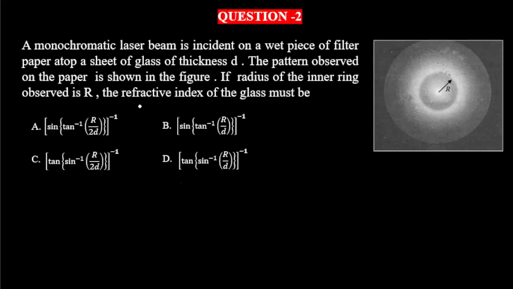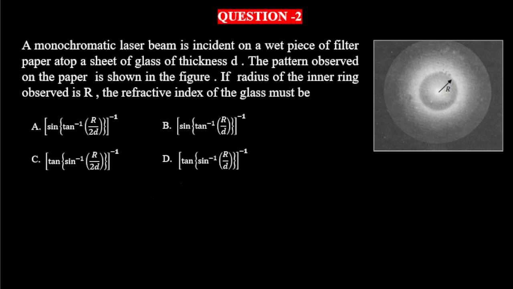So in this question it has been written that a monochromatic laser beam is incident on a wet piece of filter paper on top of a sheet of glass of thickness D. The pattern observed on the paper is shown in the figure. If the radius of the inner ring observed is R, then the refractive index of the glass must be option A, option B, and option D. So try to understand what has been asked in this question.